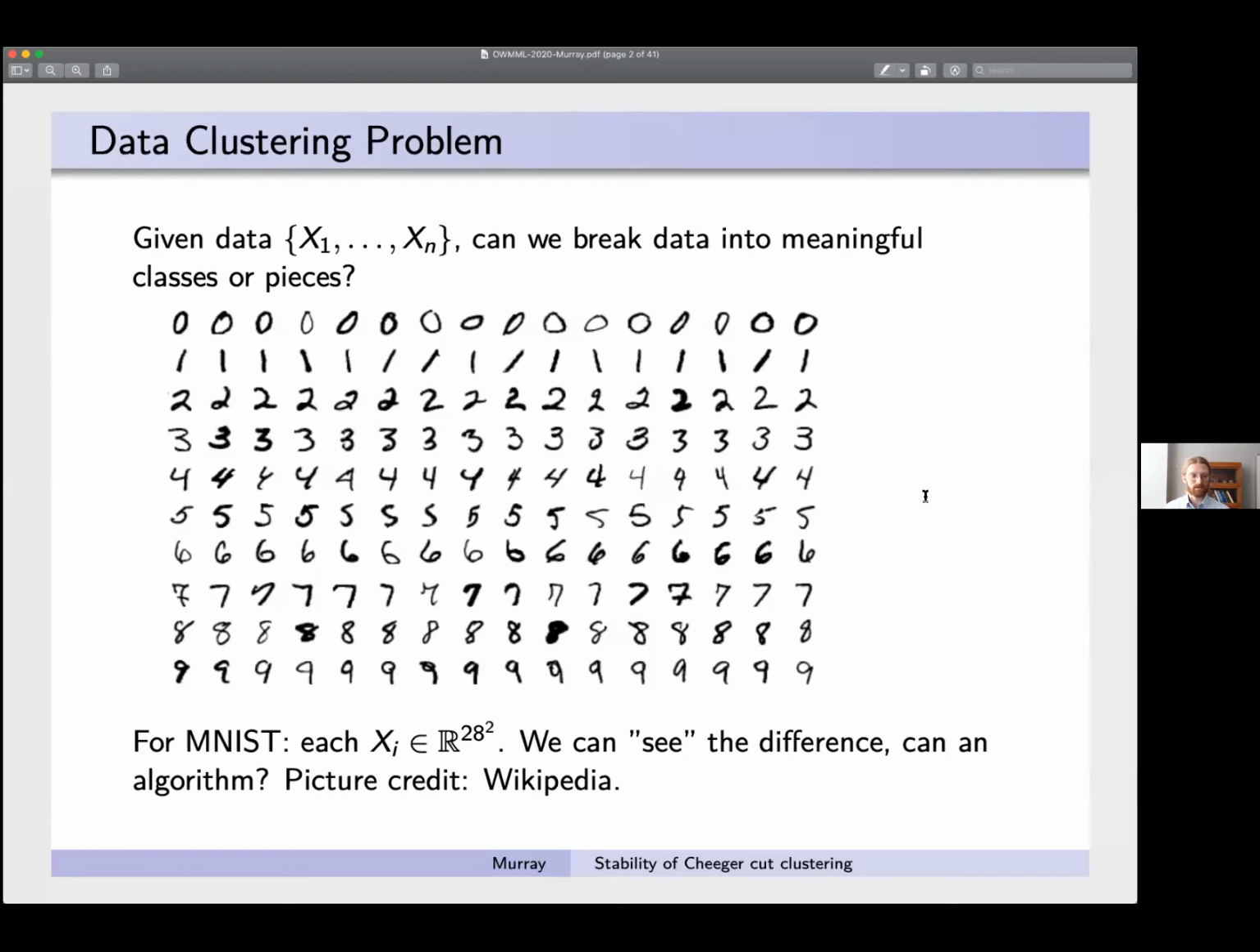Now here, even for this relatively simple machine learning example, you're still looking at data points that are in R to the 28 squared. I'm pretty sure these digits are 28 by 28. And that's still a pretty big number. You're still talking about R in the hundreds. So this is still a challenging problem in the sense that we're embedding this in a relatively high dimensional space. Okay.